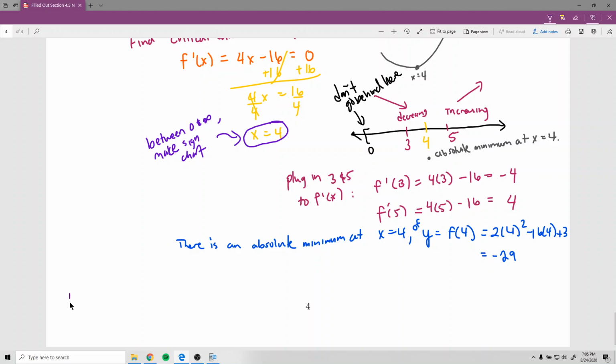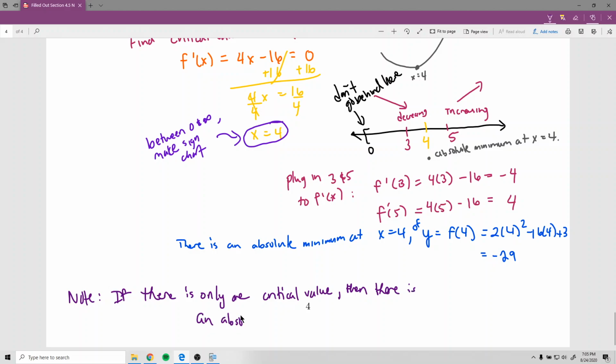So I'll just write a little note here, because this is the way most word problems work. If there is only one critical value, then there is an absolute maximum or minimum, whichever one it is, at that critical value.